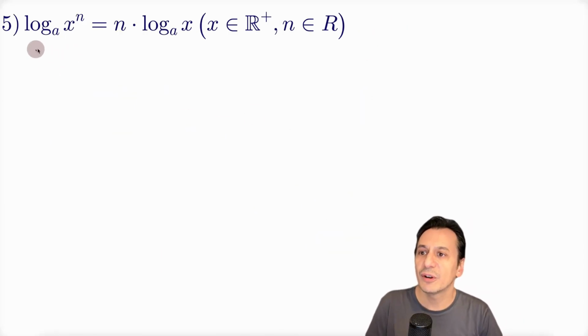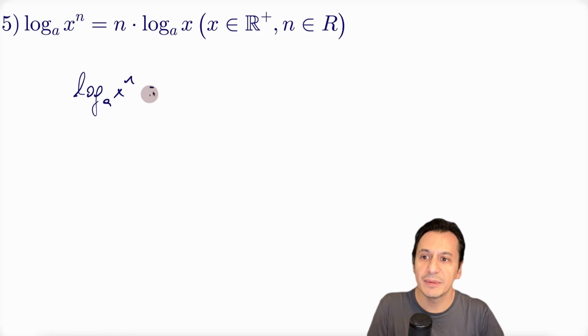Our fifth rule is that logarithm base a of x to the power of n equals n times logarithm base a of x. What does this mean? The exponent of x comes in front of the logarithm as a coefficient. Let's see why. Now, what does logarithm base a of x to the power of n mean?